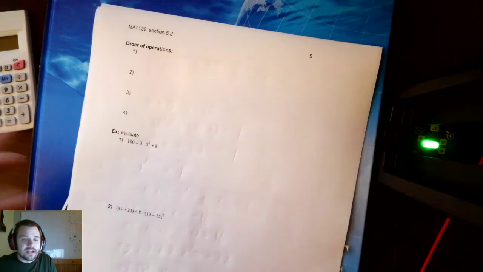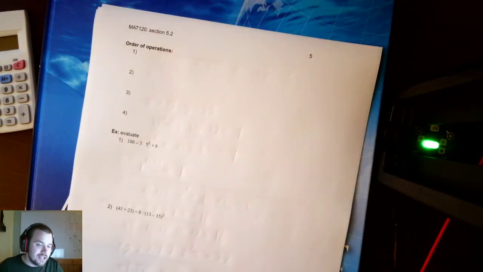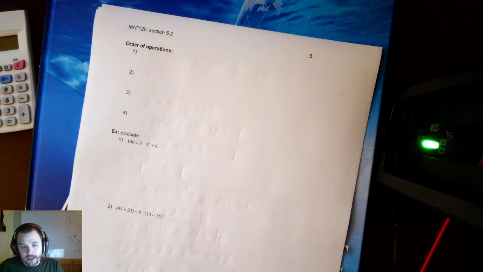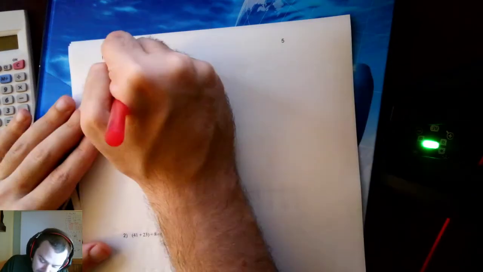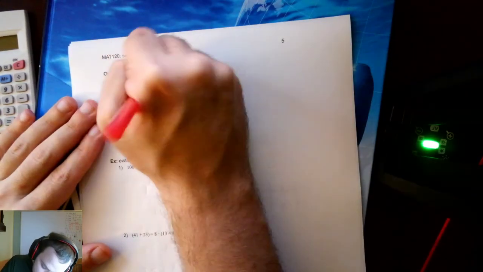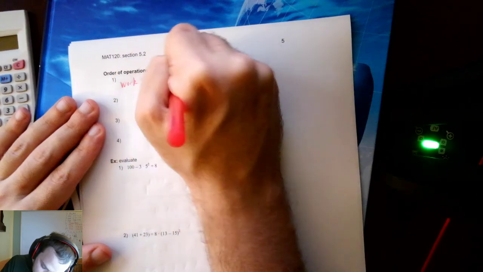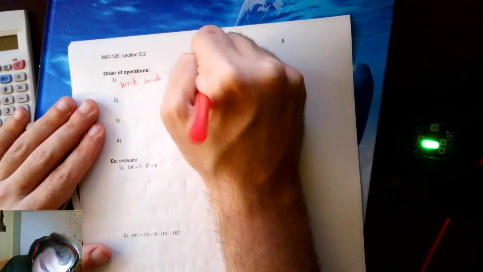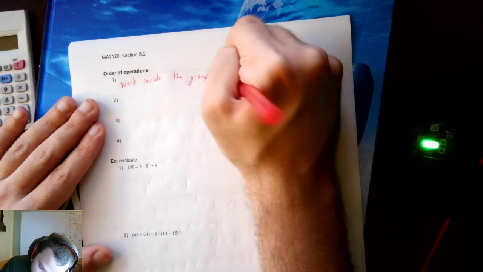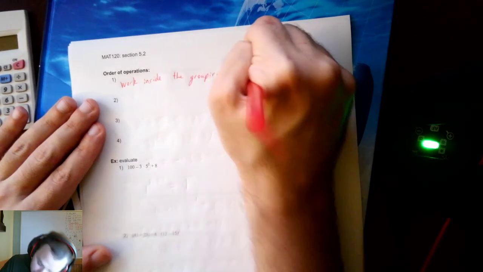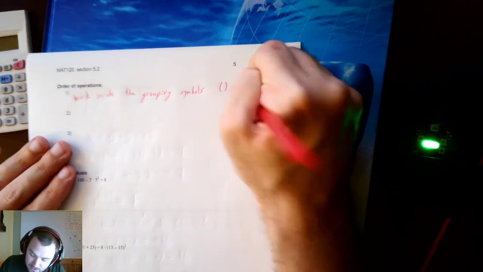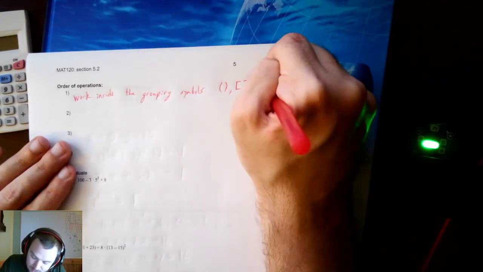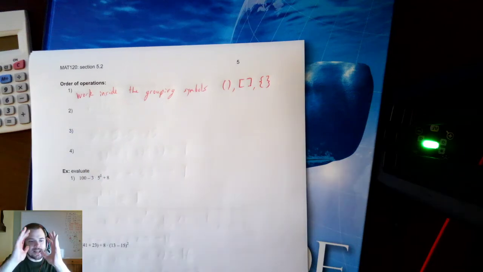Next, we're going to combine everything we just talked about into one concept called the order of operations. Now, the order of operations has 4 steps. Step 1 is work inside the grouping symbols. What are the grouping symbols? Parentheses, brackets, braces, you know, the symbols that group numbers together.